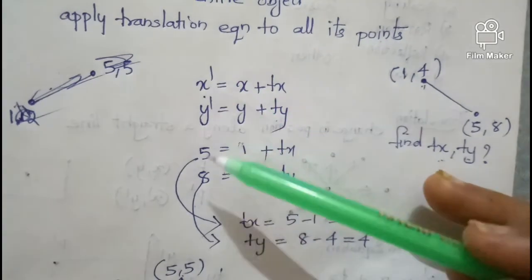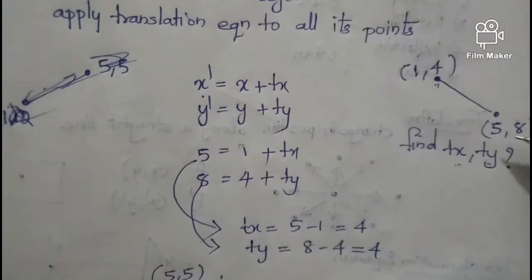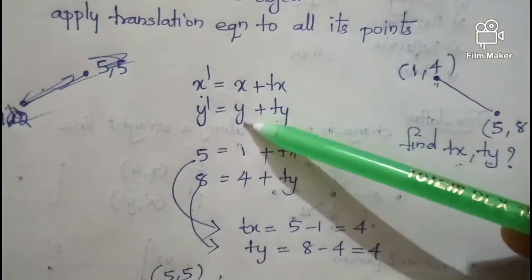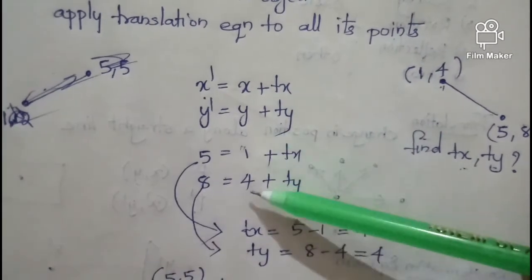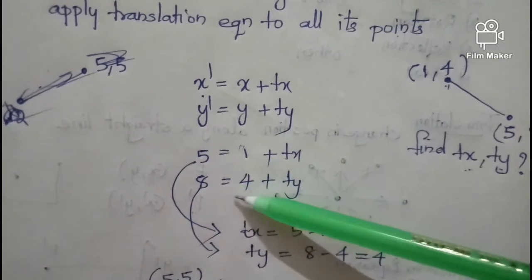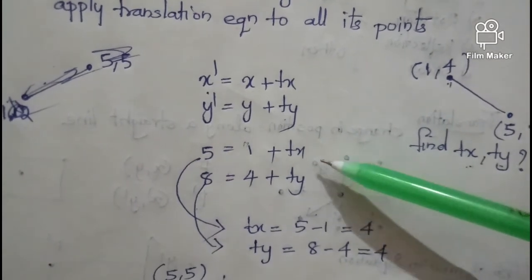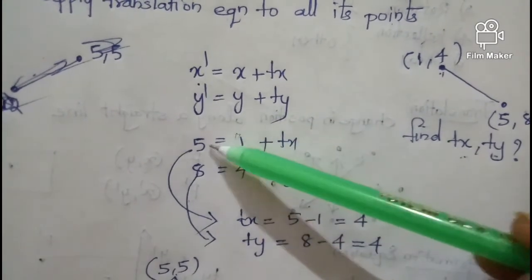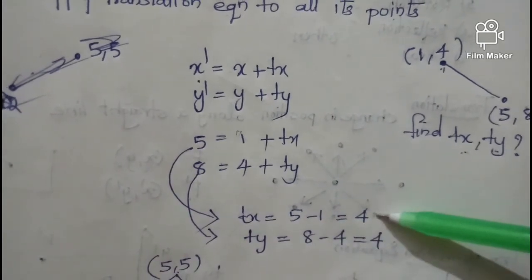Substituting the values, we get x dash is 5. From the figure it is clear x dash is 5 and y dash is 8. So I have substituted the values of x dash and y dash. Then substitute the values of x and y. x is 1, y is 4. So substituted both these values, plus tx and ty. So the equation now becomes 5 is equal to 1 plus tx and 8 is equal to 4 plus ty. From this we have to find out the values of tx and ty. Let us take the first equation. When you take the 1 to the LHS, we will get tx is equal to 5 minus 1 and the value of tx is 4.